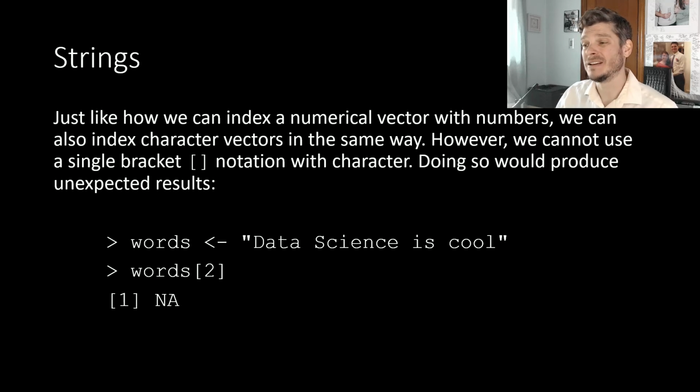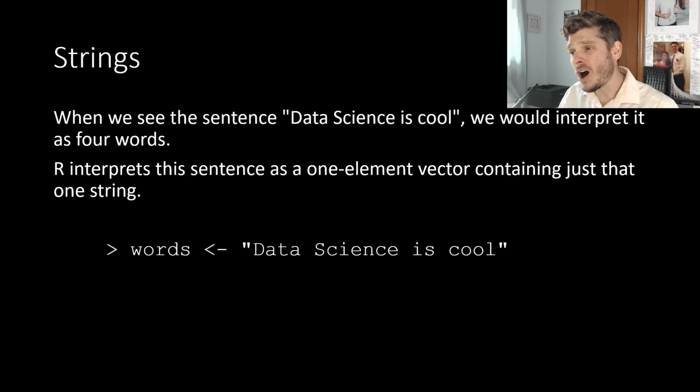That's missing. Because for R, when it sees that sentence, data science is cool, we interpret it as four words because we understand that the space separates individual words. To R, it does not see the space as separating words. To R, it sees that space as any other symbol. The space is no different from an A or a plus sign to the programming language R. There's no reason that it would interpret the spaces differently.